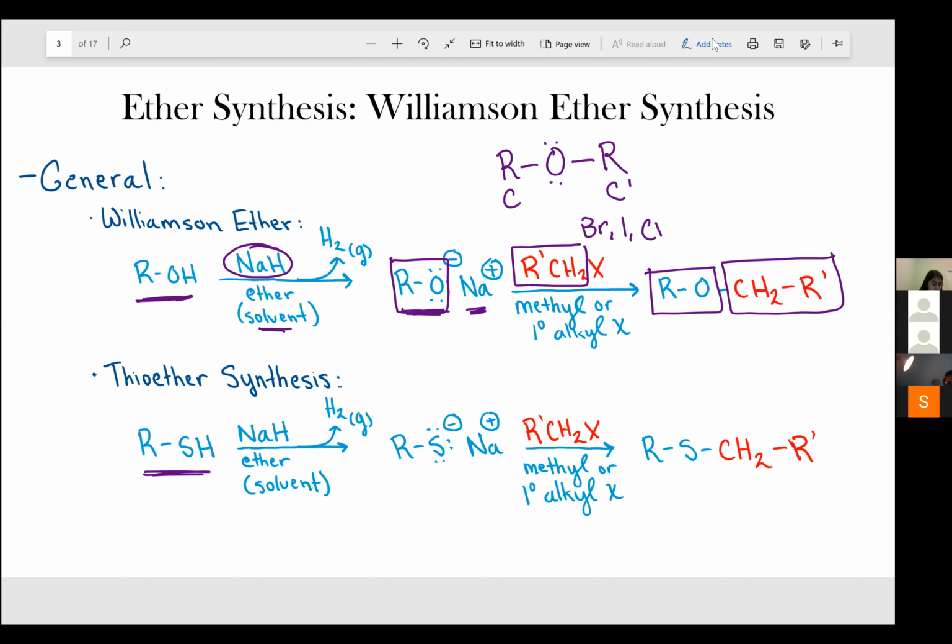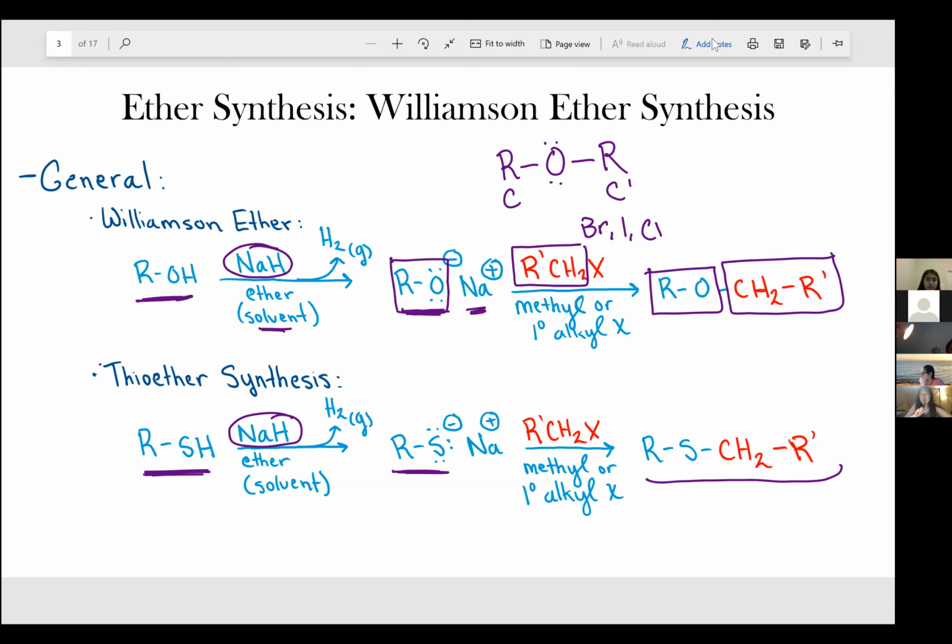And that reaction mechanism is going to be really similar to the thioether synthesis, right? We can start off with the sulfide, and then we'll react it once again with that sodium hydride and ether solvent to get the sulfur anion, and then treat that with whatever methyl or primary alkyl halide that we want to add. And it'll do another SN2 type mechanism to create our sulfide.